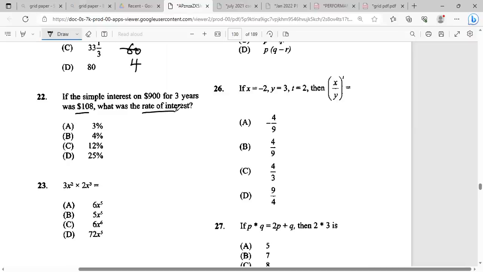22 says, if the simple interest on $900 for 3 years was 108, what was the rate of interest? So notice they want the rate this time. So let's go. They did tell us the simple interest is going to be 108, and that equals the principal, 900 times 3. We don't know what the rate is, but we can use R, and because the rate is expressed as a percentage, we divide by 100. And we basically do the same thing, right?